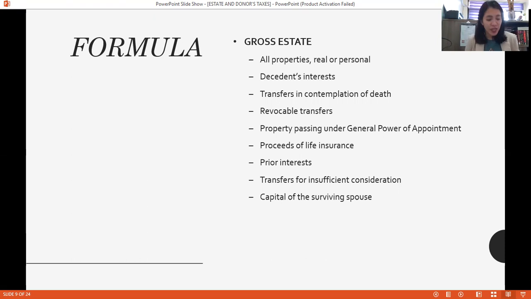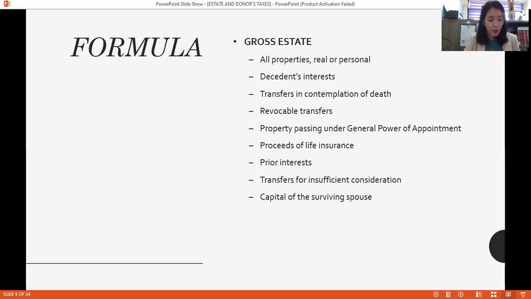Transfers in contemplation of death, ano ito? Like for example, yung decedent, alam niya na mamamatay na siya, meron siyang expectation, no, na mamamatay na siya. So ngayon, gumawa kaagad siya ng, let's say, donation or deed of sale dahil na-contemplate niya na mamamatay na siya. So sabi ng batas, dahil that is a transfer in contemplation of death, then that will be included as part of the gross estate. So hindi natin siya i-consider na disposed na talaga siya. Kasi yung consideration ni decedent is dahil mamamatay na siya.